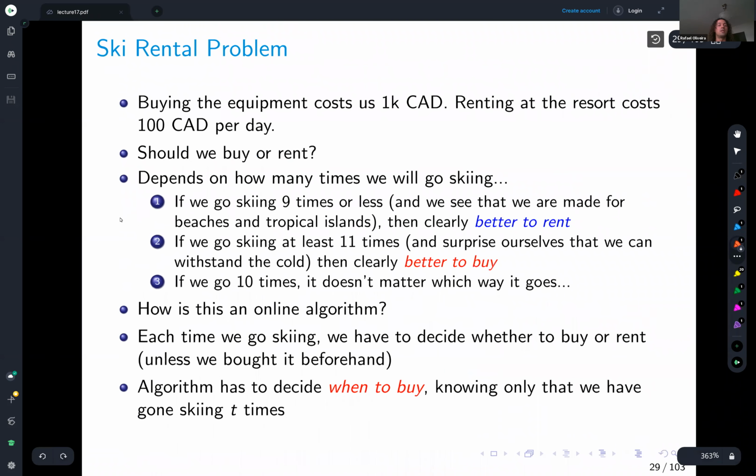So the only thing the algorithm has to do for this problem is decide when to buy, because the sequence of events is every time we go to the ski resort. And every time we go to the ski resort, we have only one question: shall we rent or buy? But once we buy, that's it, right? So all that the algorithm has to do is to say, when are we going to buy? And what does the algorithm know? The algorithm only knows how many times I went skiing before. That's our decision process, right?